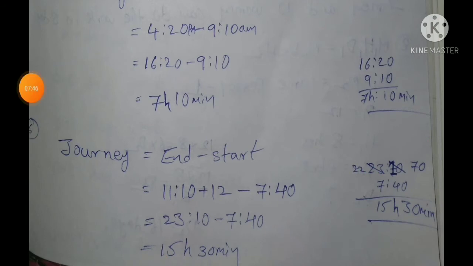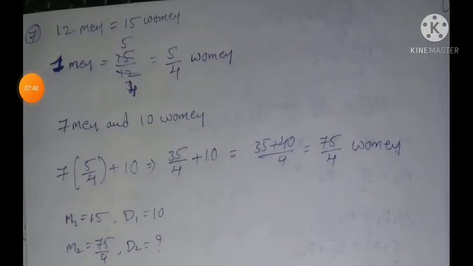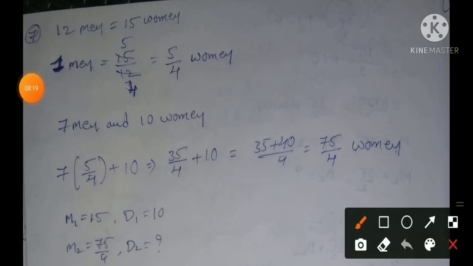Next question. 12 men or 15 women can finish a work in 10 days. How many days will 7 men and 10 women take to finish the same work? 12 men or 15 women. We already discussed this kind of problem, that is the fourth one. 12 men or 15 women in the sense we are going to get one man equal to 5 by 4 women. See here the explanation.